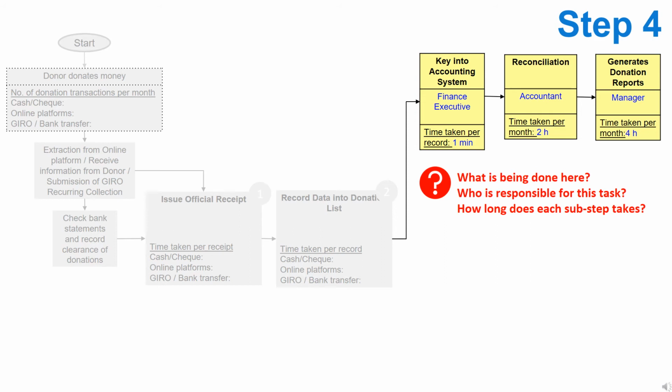You once again need to note down the person responsible for this task, and think about the average time taken for each of these sub-steps. Do pay particular attention that the last sub-step, generating reports, has to be a per month figure. Recalculate if you do it on a quarterly basis.